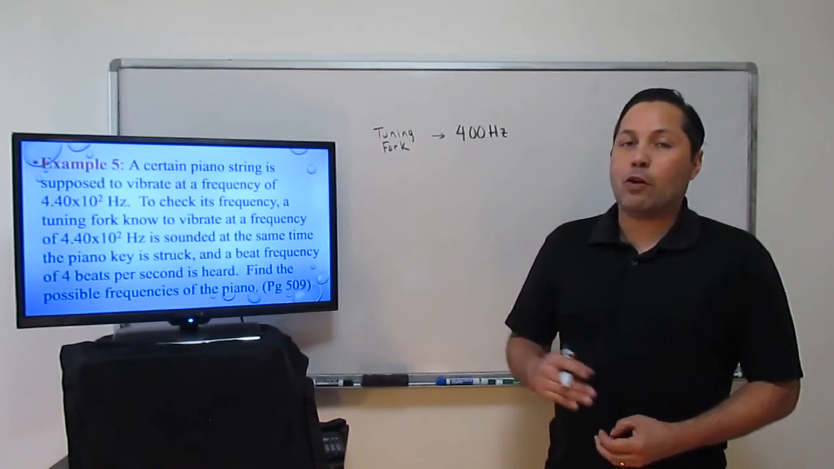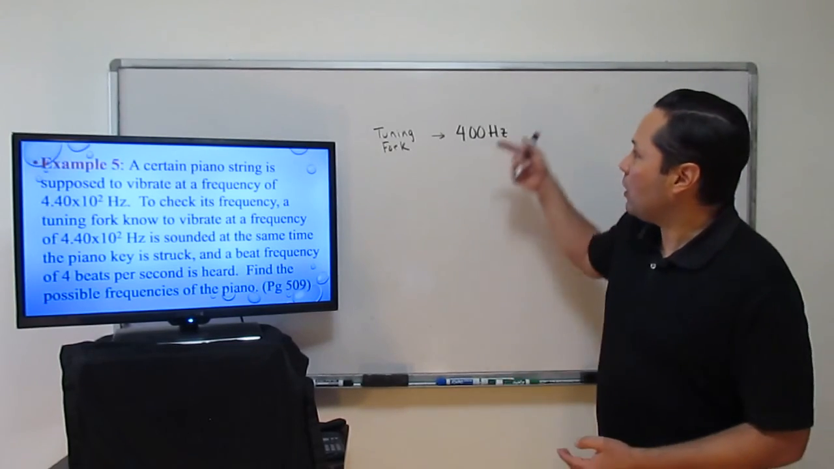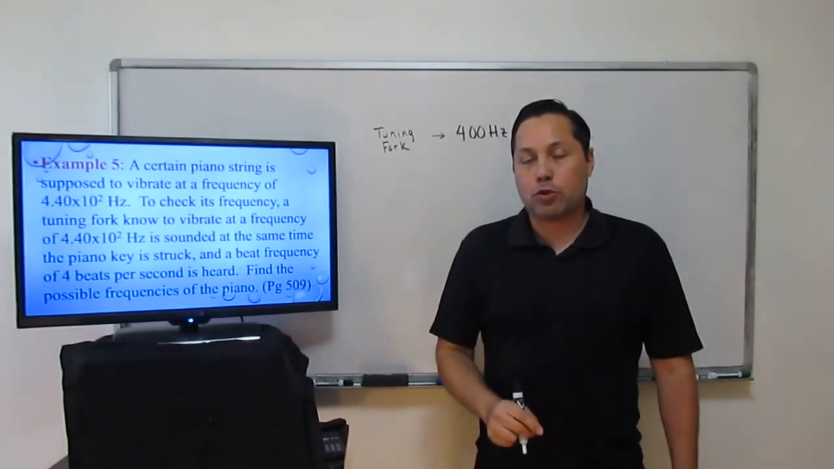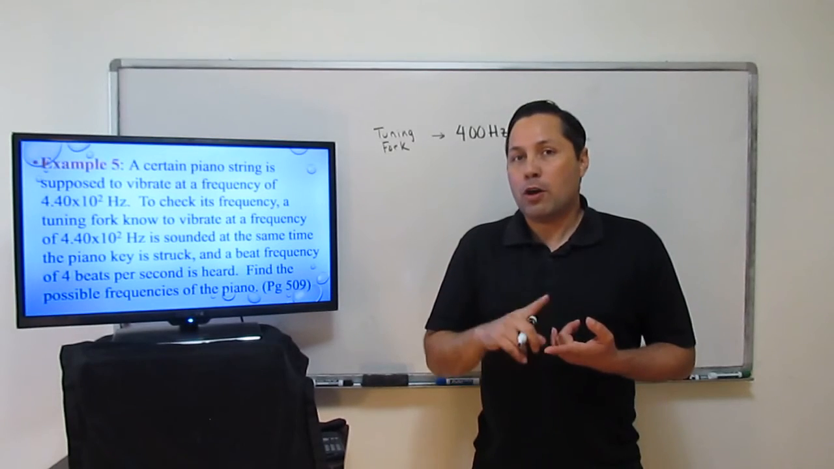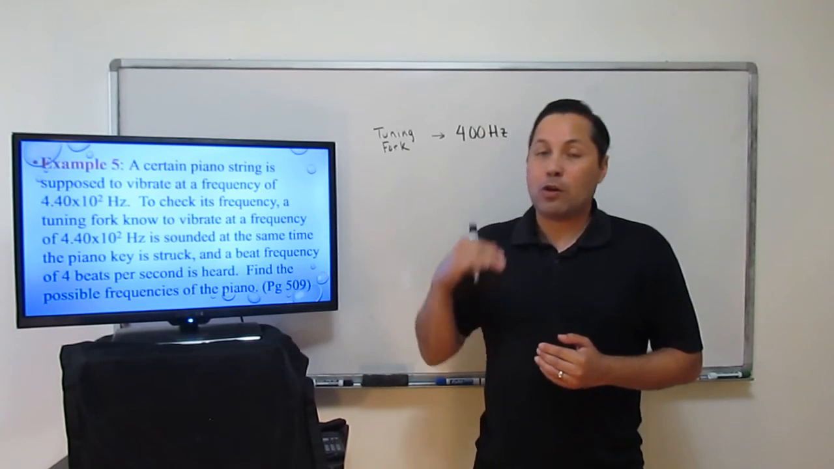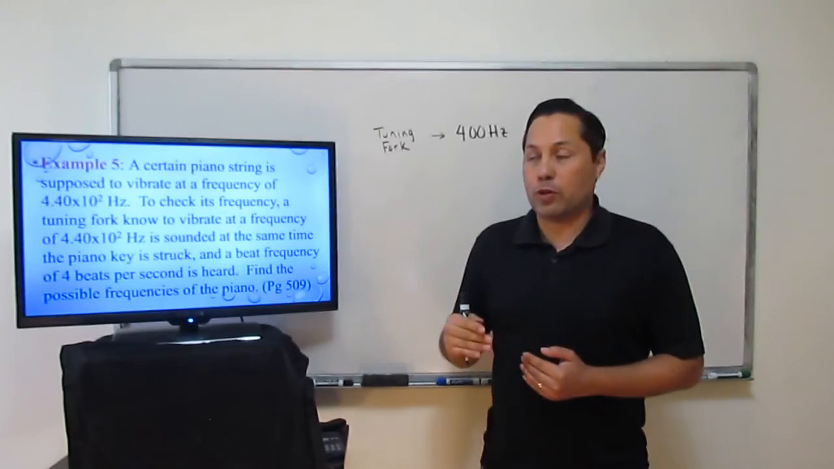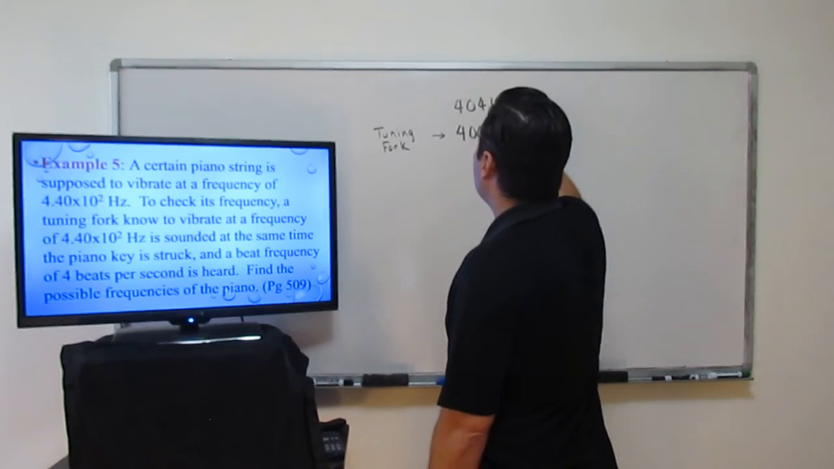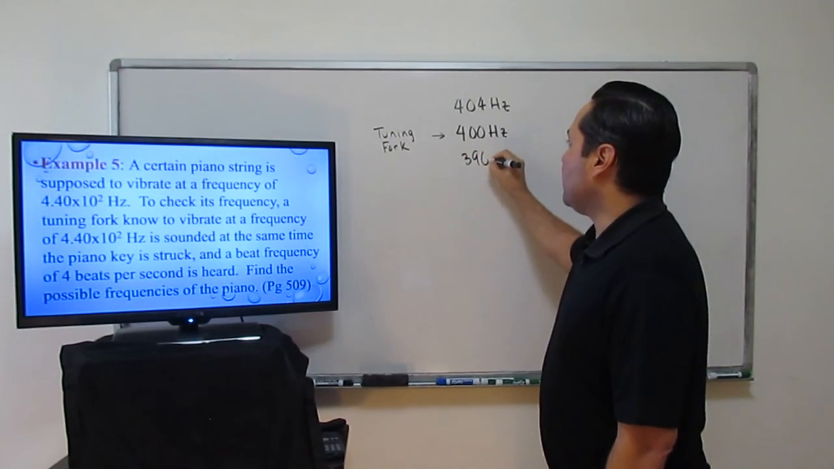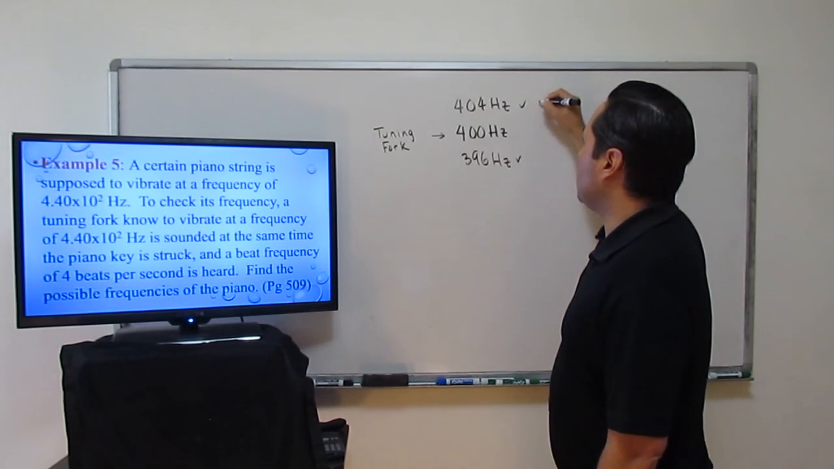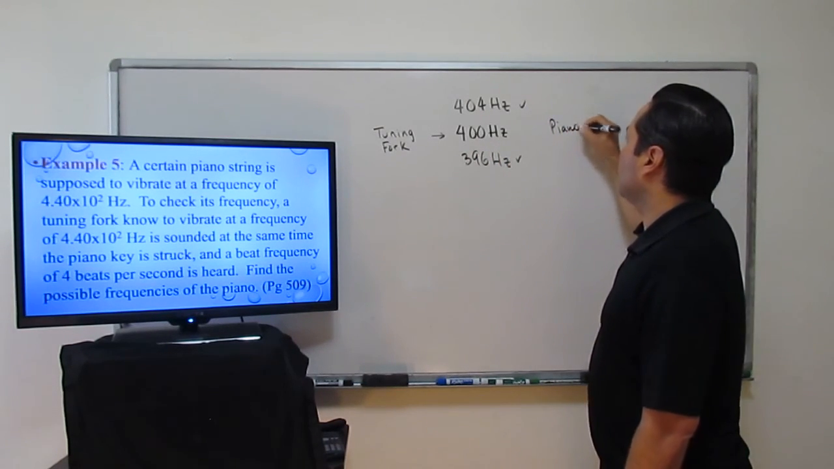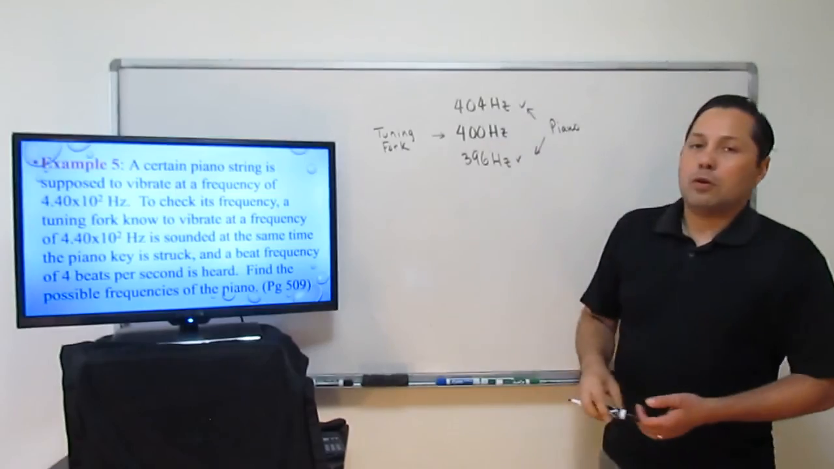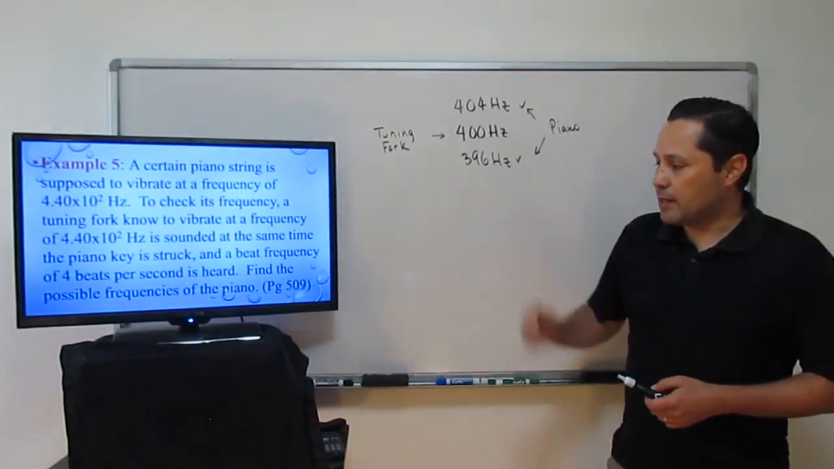All right, so we have a beat of 4 hertz. If the tuning fork is at 400, you want to know what are the possible frequencies for the piano string. Since we have a beat of 4 hertz, the piano is either 4 above or 4 below the tuning fork. So for the piano, it's either going to be 404 hertz or 396 hertz. Those are the two possibilities for the piano, either 4 above or 4 below the frequency of the tuning fork. That is example 5.